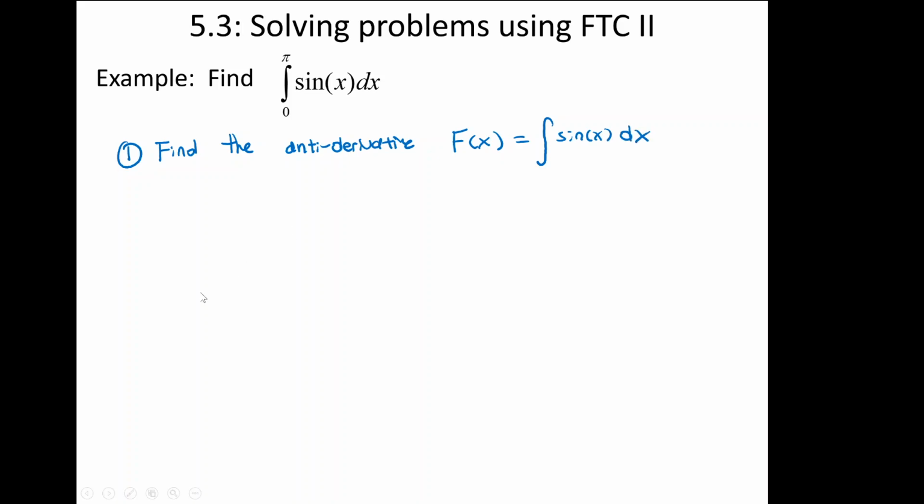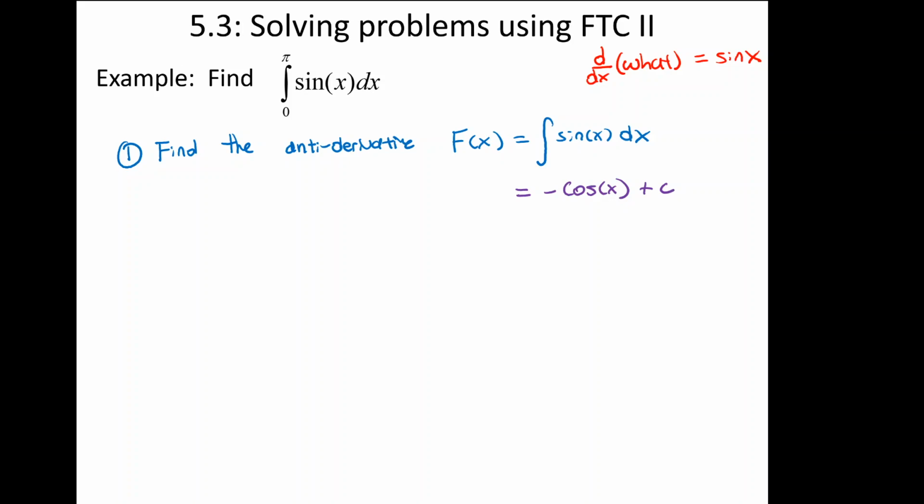Okay. And the antiderivative of sine of x, recall what that means. D by dx of what equals sine of x. So what do you take the derivative of in order to get sine of x? And the answer is not cosine of x. The derivative of cosine is negative sine of x. We need to cancel out that negative sign, so we have to start with a minus. So that's the answer for the antiderivative.